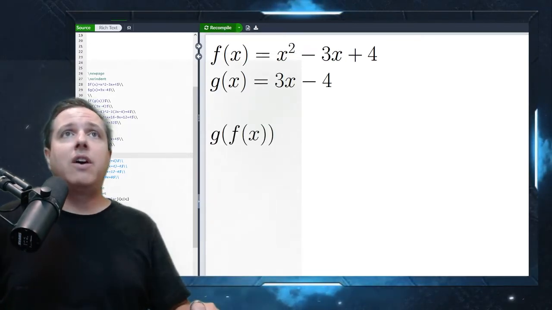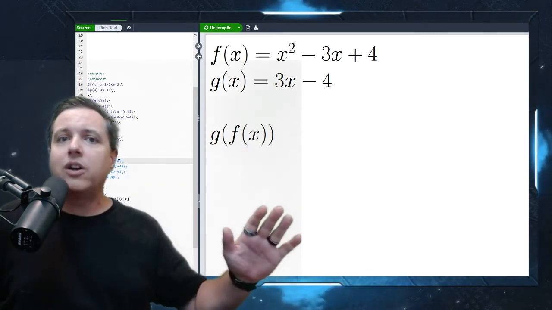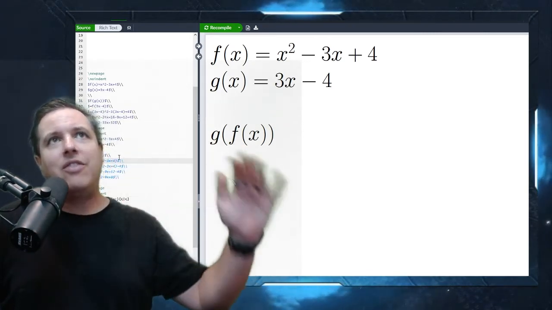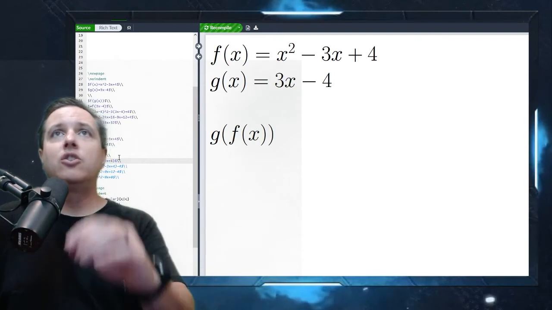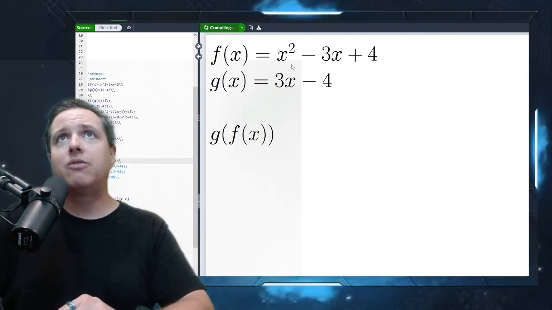So we've got our g of f of x. That means we're going to start by taking our x and sending it through the function f. Then we're going to send that through the function g. So f of x we know is equal to x squared minus 3x plus 4.